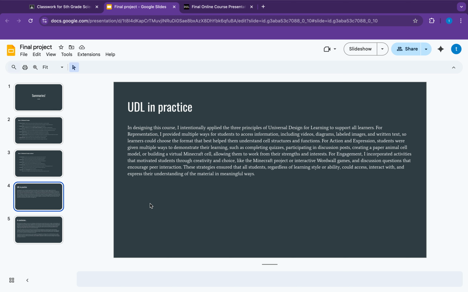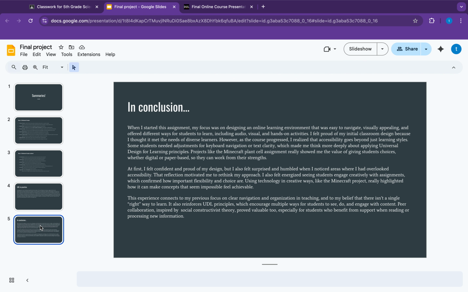For engagement, I incorporated activities that motivated students through creativity and choice, like the Minecraft project or the interactive word wall games, and discussion questions that encourage peer interaction. These strategies ensured that all students, regardless of learning style or ability, could access, interact with, and express their understanding of the material in meaningful ways.